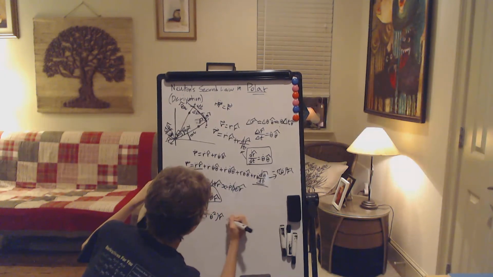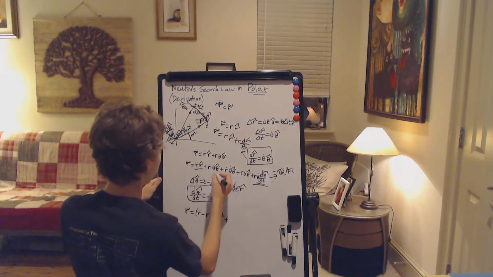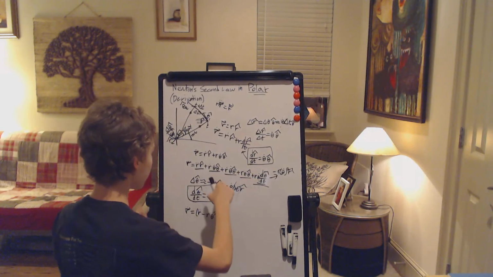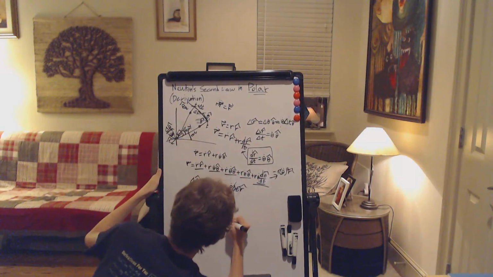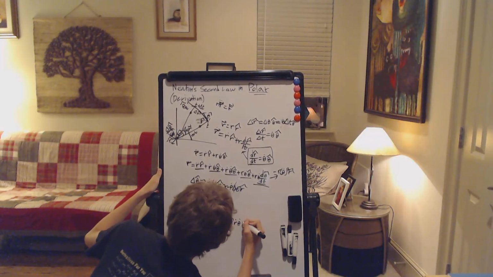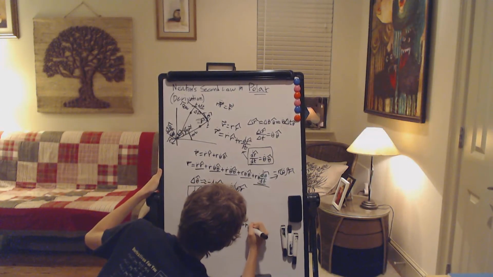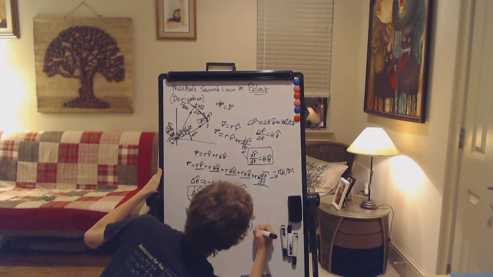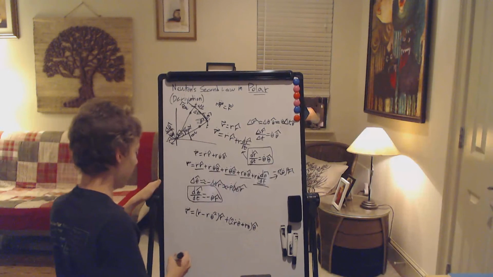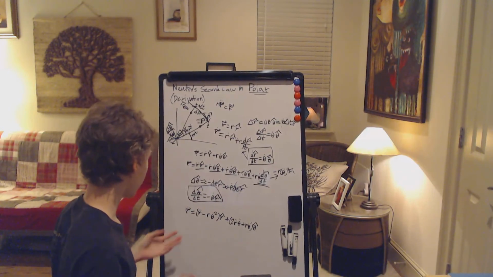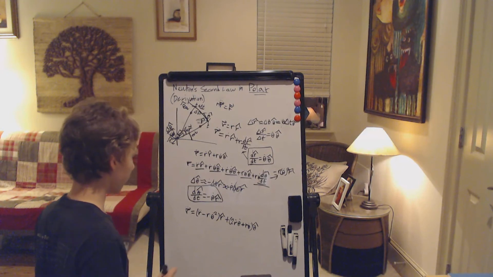So plugging this in, we get r double dot minus r theta dot squared r hat plus, and now our theta hats are all here. So that'll be 2 times r dot theta dot plus r theta double dot, and that's theta hat. And finally, we just multiply everything by m and set that equal to F, and we're done.